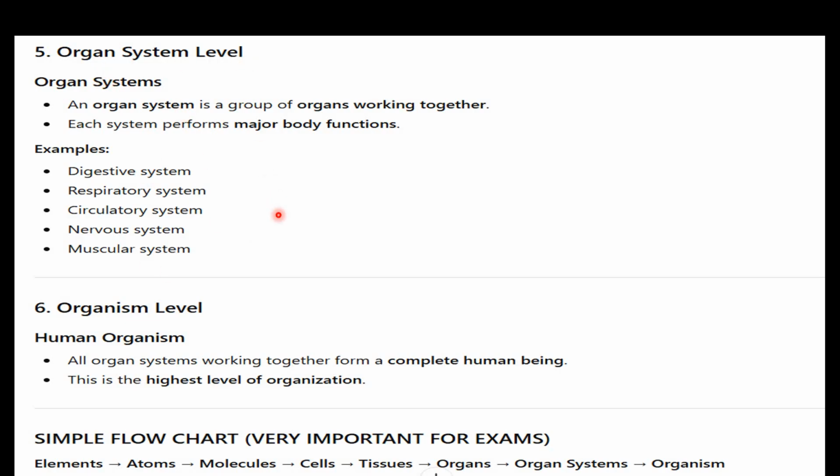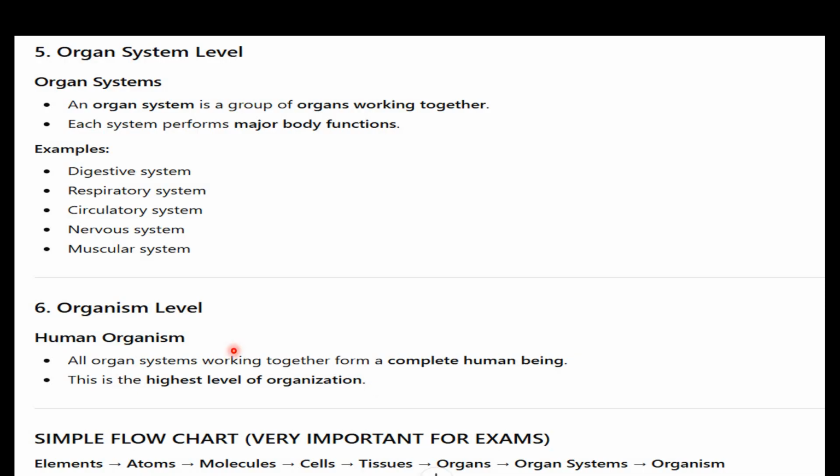And then we have the largest, or highest, level of organization, that is the organism level. So what is a human organism? All organ systems working together to form a complete human being is considered a human organism. So this is the highest level of organization.